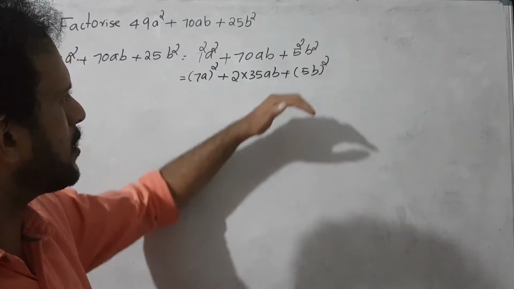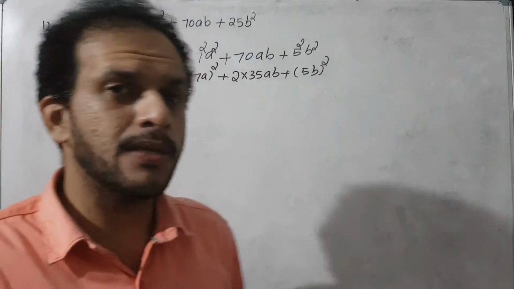So now we got it, this one is in the form of the expanded form of a plus b whole square.